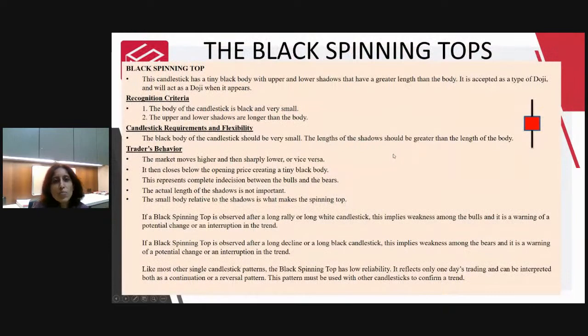All right. So now let's move to the black spinning tops. Again, in this case, it indicates a bearish sentiment, and it can be a black spinning top or a red spinning top. If it is black or red, it indicates a bearish sentiment. And spinning tops are characterized by small real bodies and by an upper and lower shadow which are longer than the real body.